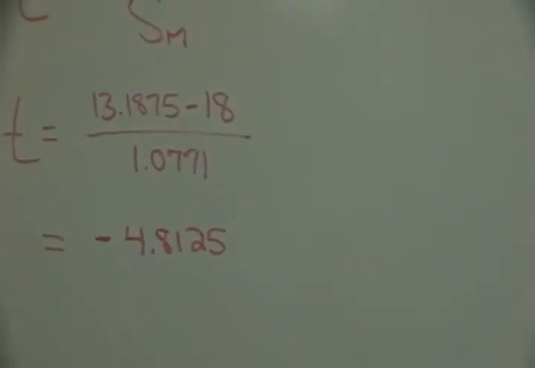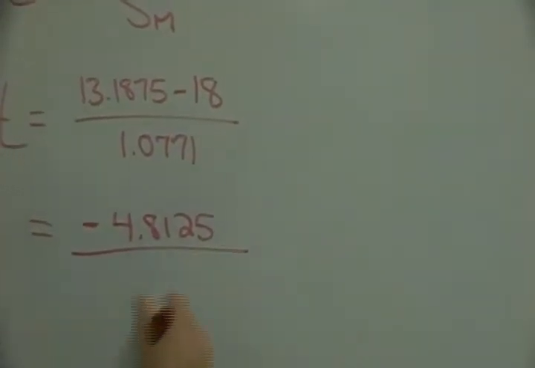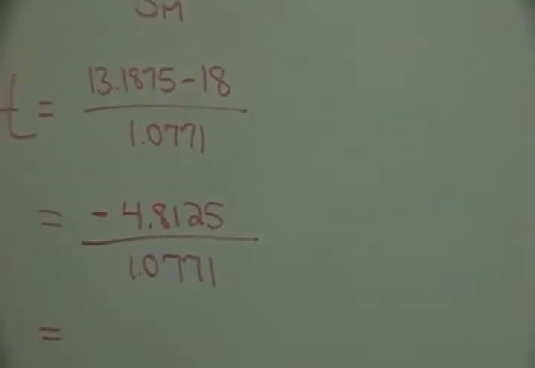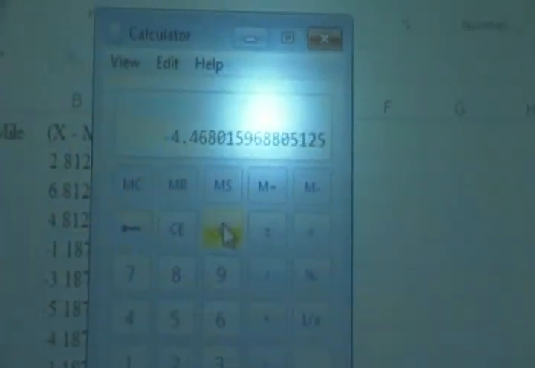Pretty sure that's correct. Divided by 1.0771. And let's go over here to the calculator and see what that value is, okay? Sorry, help me out, Alex, my video cameraman. What are my numbers off the board? Negative 4.8125 divided by 1.0771. And I get a value of negative 4.468.